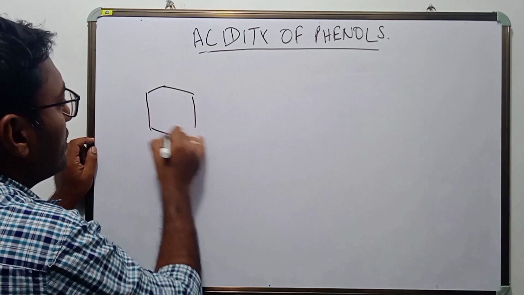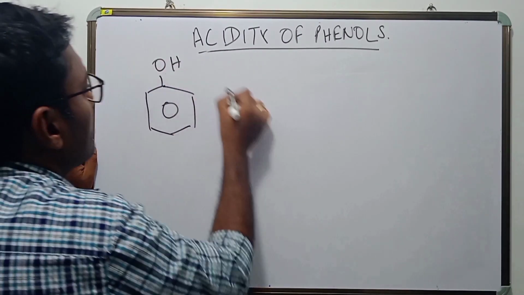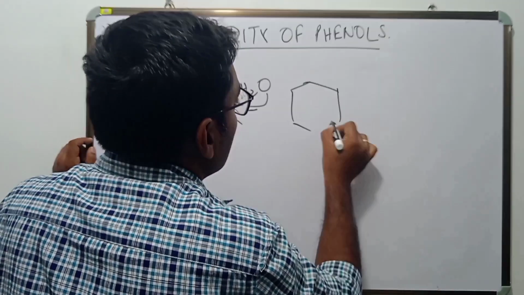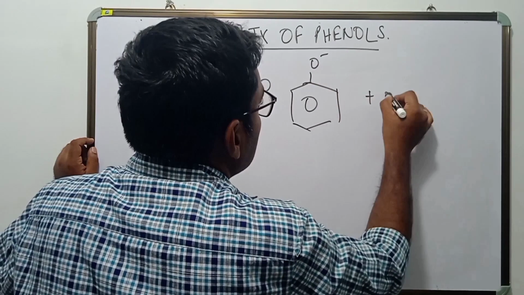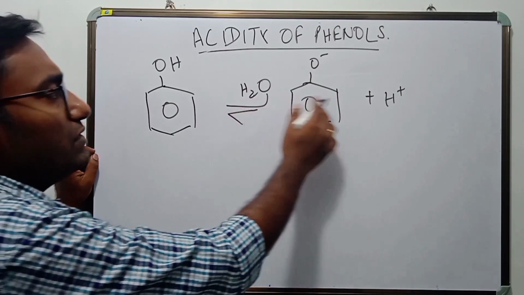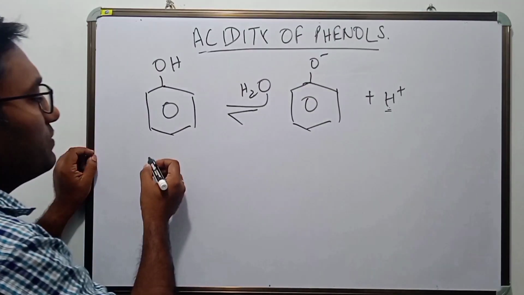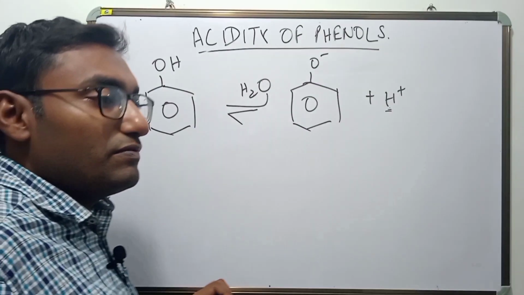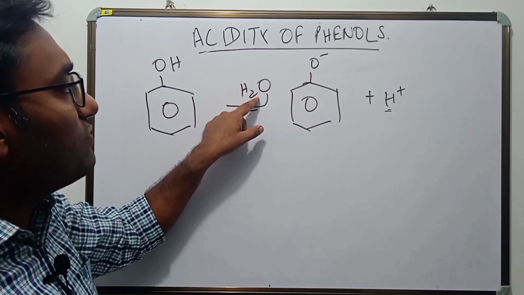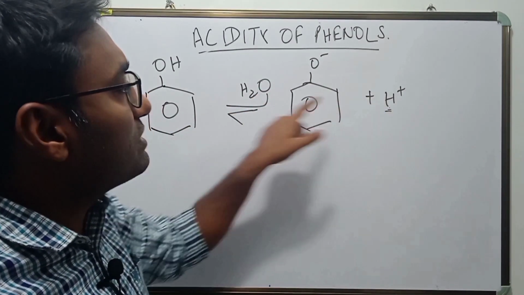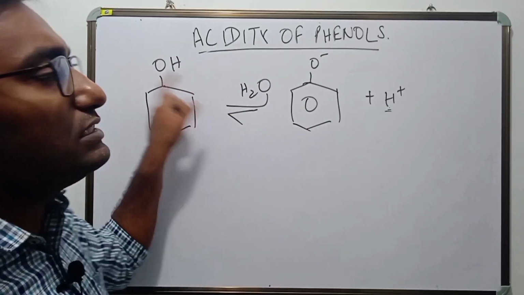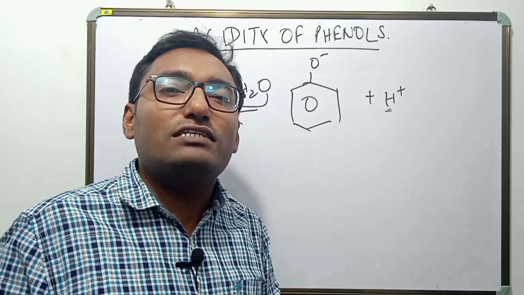Phenol, when it dissolves in water, releases H plus ion. Those compounds which, when dissolved in water, release H plus ion are referred to as Arrhenius acid. Because phenol releases H plus once it is dissolved in water, phenol is an Arrhenius acid.